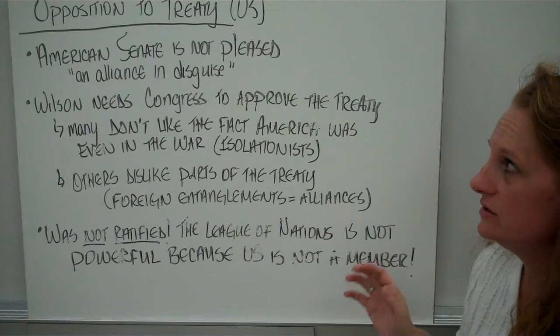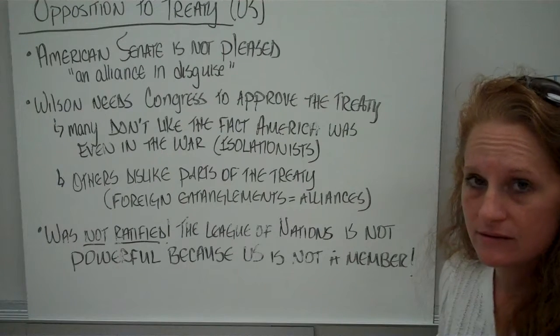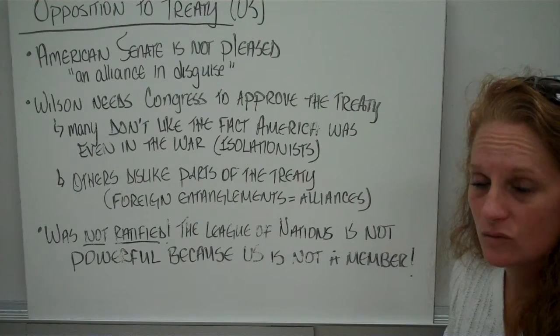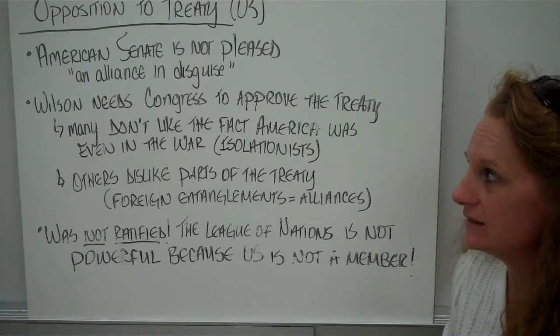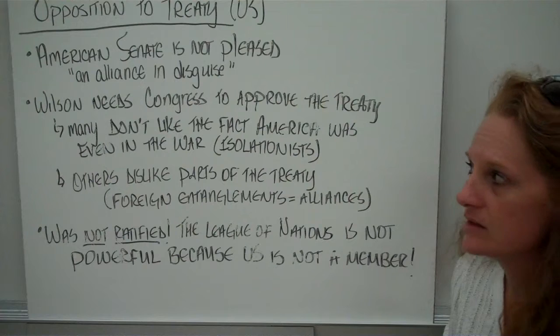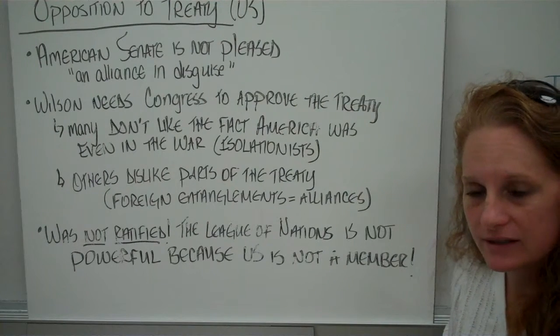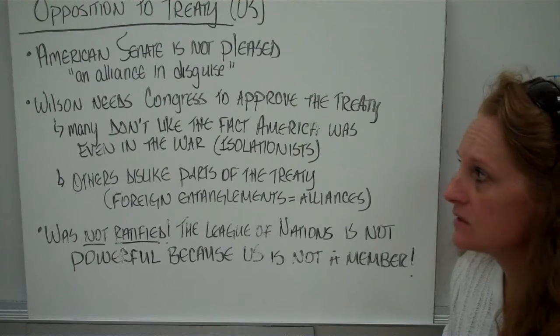There is opposition to the Treaty of Versailles, primarily from the United States. The American Senate is not pleased with the treaty. They feel that it's an alliance in disguise. Wilson needs Congress to approve the treaty. After all, the Constitution checks and balances. The Senate must approve the treaty.